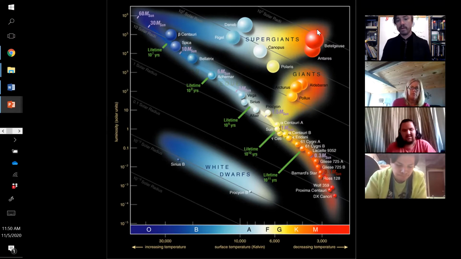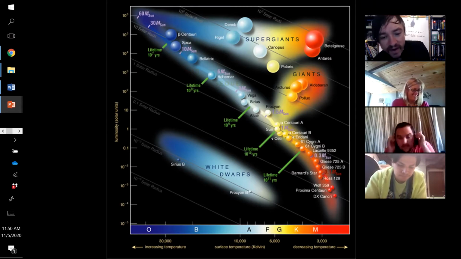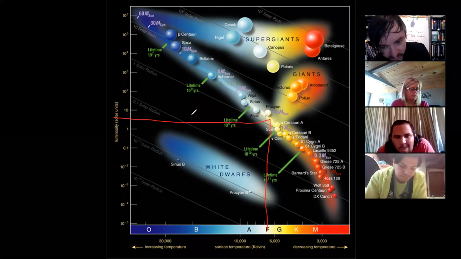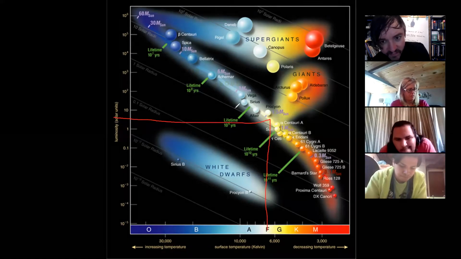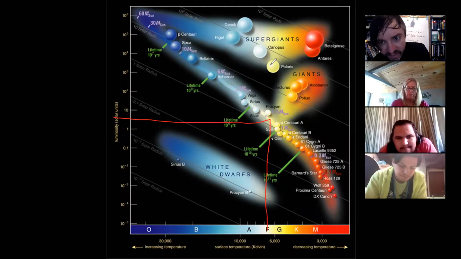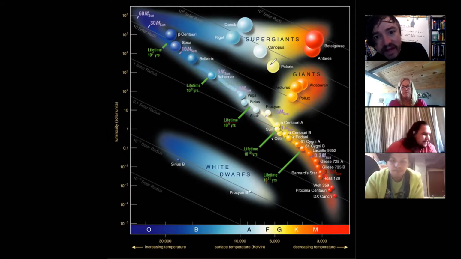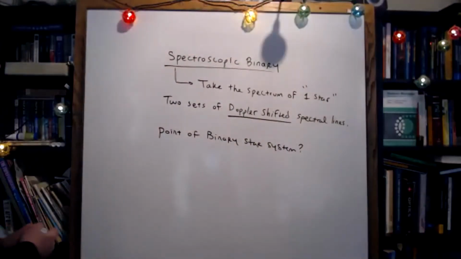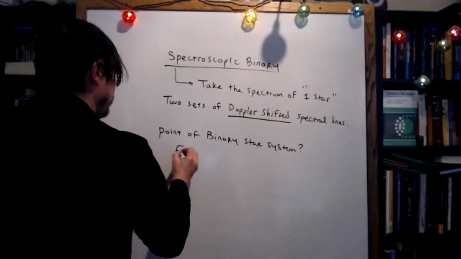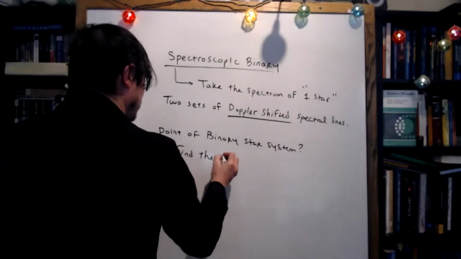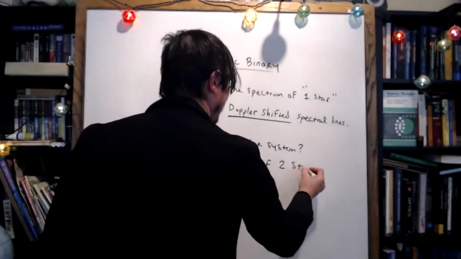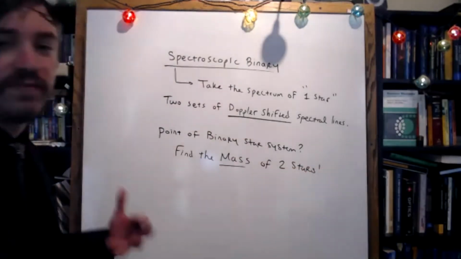Radius, temperature. Nope. You can get those things directly off the HR diagram. You get temperature from the spectrum. You get luminosity from the y-axis. Okay, fine. You guys don't know. It's the mass. And that's why I'm repeating this point, because I expected you guys to forget this. The point of a binary star system is to find the mass of the two stars. And you guys actually did this in one of your labs.